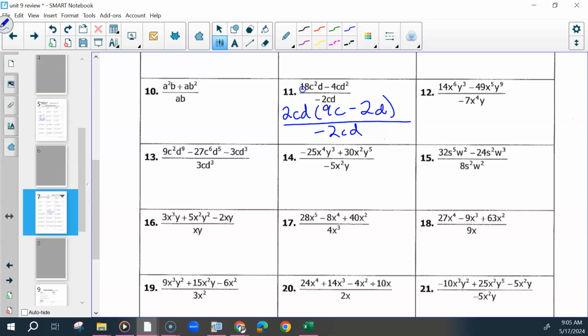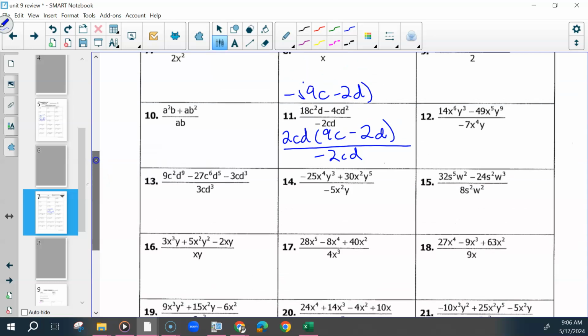Now, when the factored part and the denominator are exactly the same, they just cancel. Whatever's left is your answer. But if it's anything slightly different, like this one's negative, when I divide that, there will still be a negative out front, and I can't have anything left out front, I would have to multiply that back in. So you'd end up with negative 9c plus 2d. Other monomial questions before we jump to binomial?